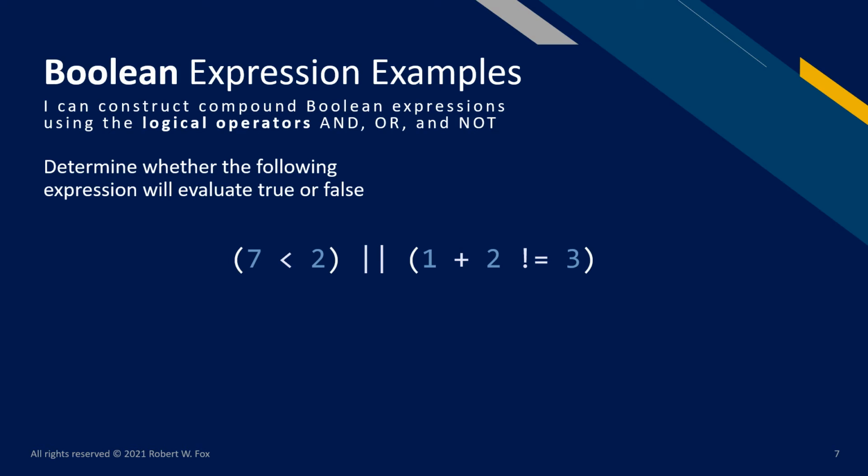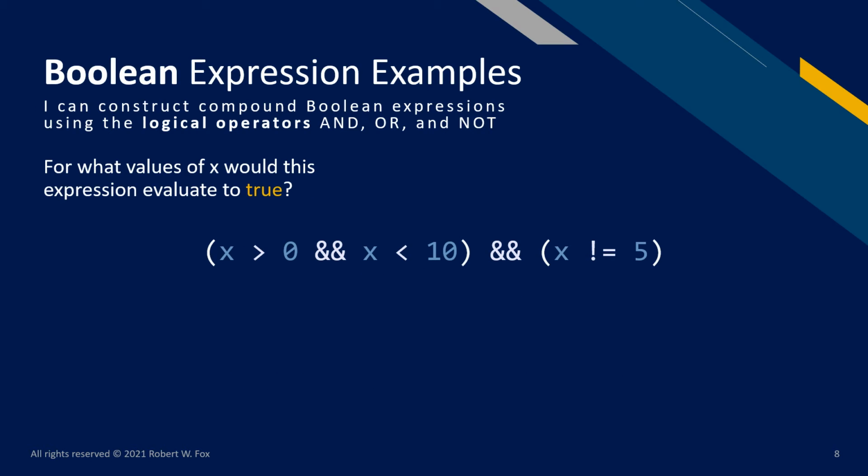In this third example, we also have an or. So again, we need one side or the other, one of the two Boolean expressions to evaluate to true. Well, 7 is not less than 2, so that's false. So the only way the overall expression could be true is if the right side is true. 1 plus 2 does not equal 3 is absolutely false as well because 1 plus 2 does equal 3. So for this expression, the overall result is false.